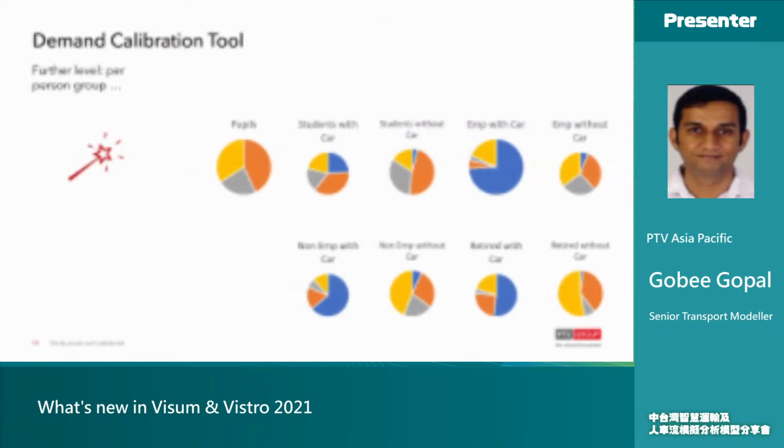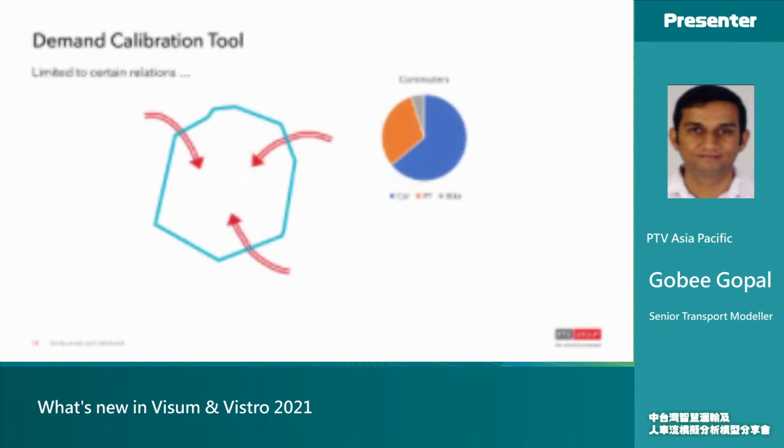With the demand calibration tool, now you can go into further detail. For example, for person groups, you can go for student with car, student without car, employment with car, employment without car, non-employment with car, non-employment without car, retired with car, and retired without car. With the calibration tool, you have survey data and model data, then you can bring them in and adjust the model to match the survey data. At the same time, it can go as detailed as the demand segments.